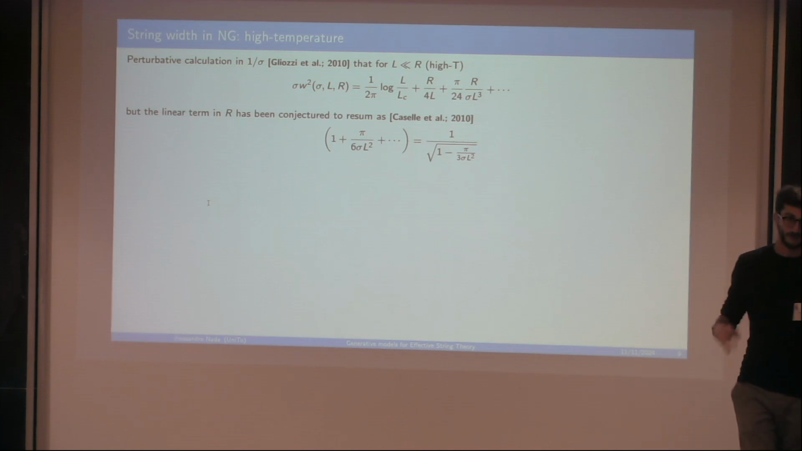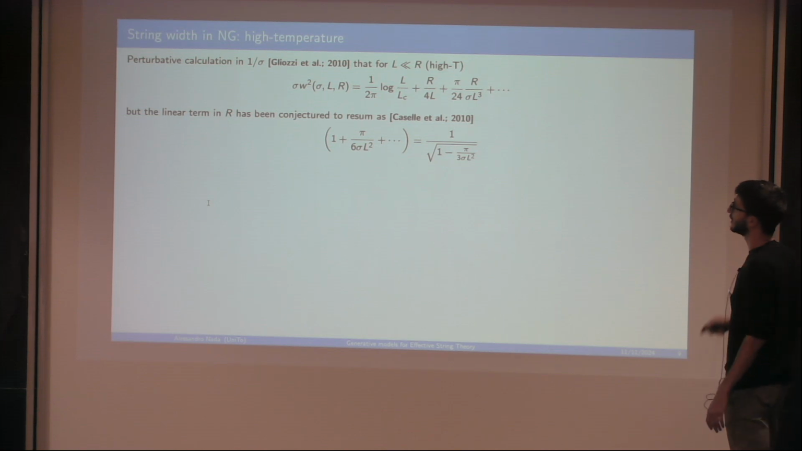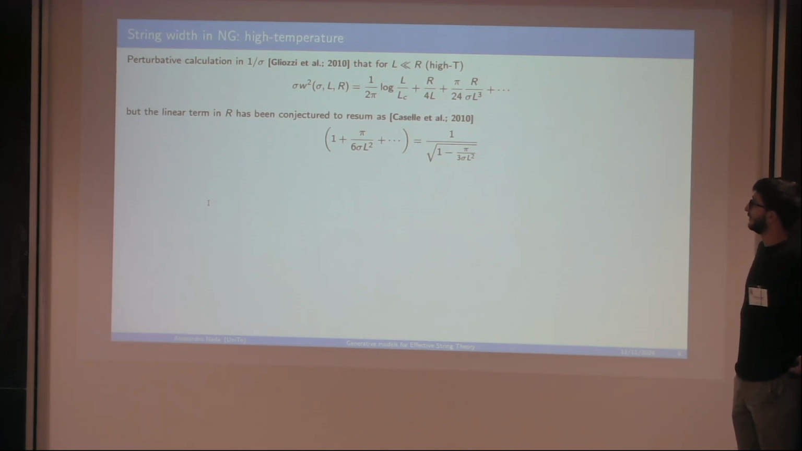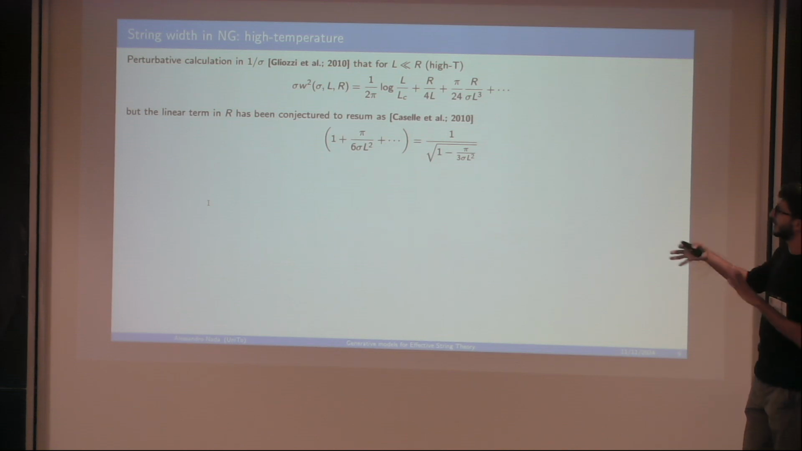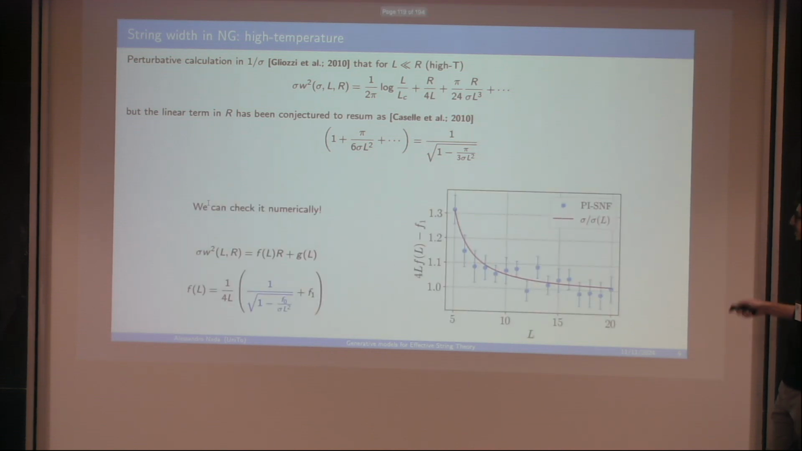We already know a few things analytically, even if it's not exact, because we have a perturbative calculation in 1 over sigma made by Gliozzi, Rebbi, and Wiese. And we know, for example, this is for high temperature, so relatively close to the confinement transition if you want, we have this behavior, linear in R. And Michele and collaborators conjecture that you can resum this behavior in R in this way, and this is what we want to check right now. And we can actually do that.